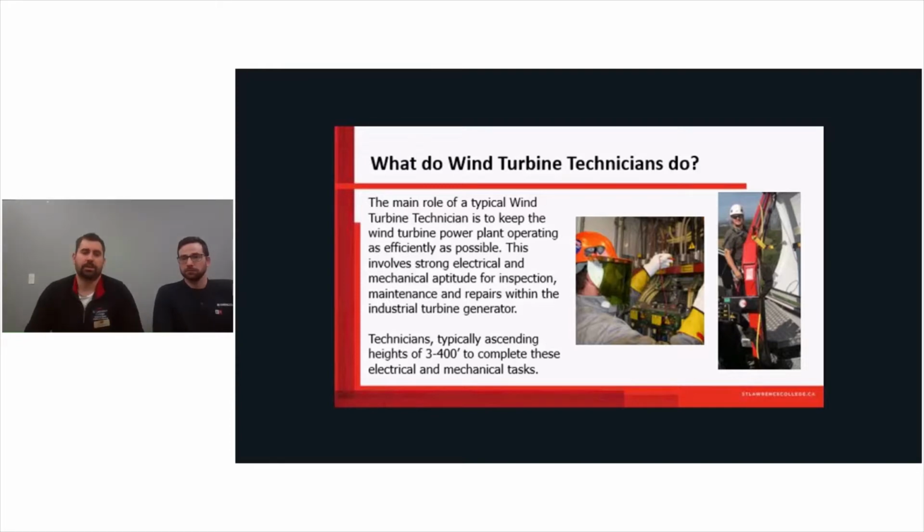You need to have really strong electrical skills. You need to have strong mechanical skills to be a technician. There are multiple things that you're going to be working in the turbine, not just one specific role.